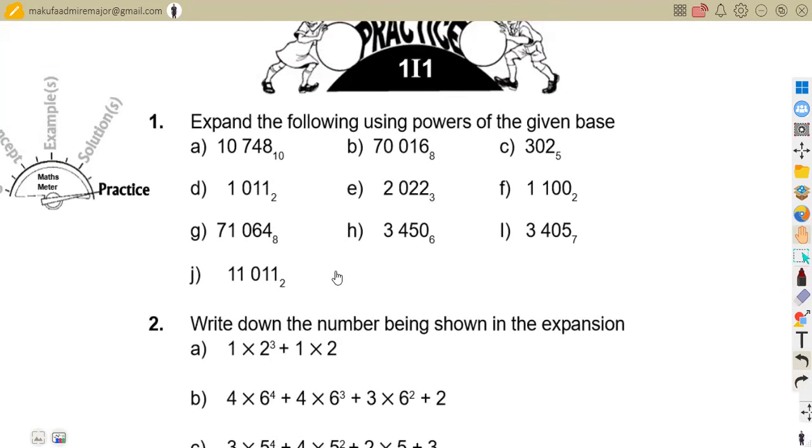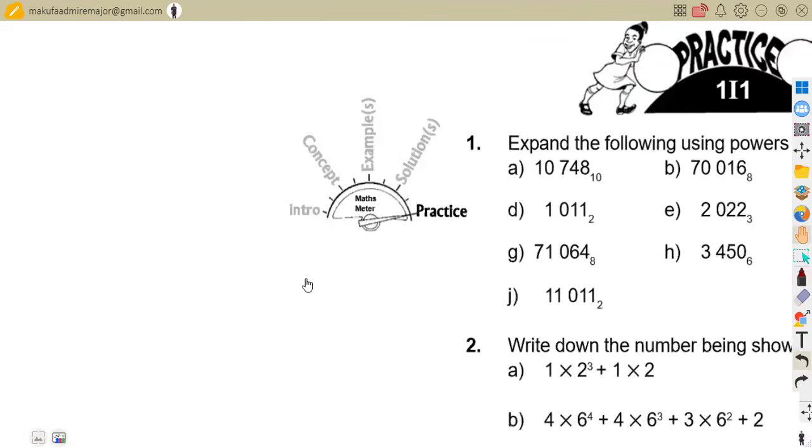So we have some of the questions that we are given here, which are on the number bases, on the introduction. Expand the following using powers of the given base. Write down the number being shown in the expansion. What is the equivalent of that number? So I want us to understand this. Whenever you are referring to number bases, this is what you need to understand.